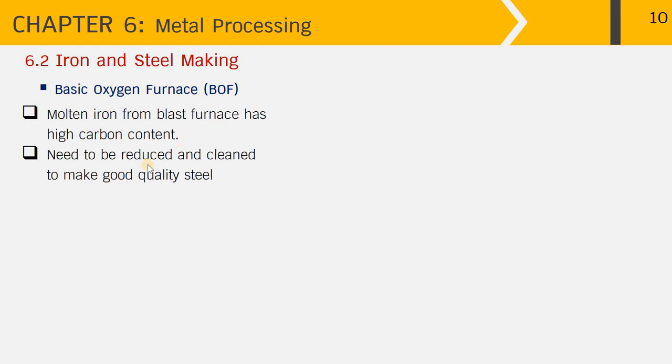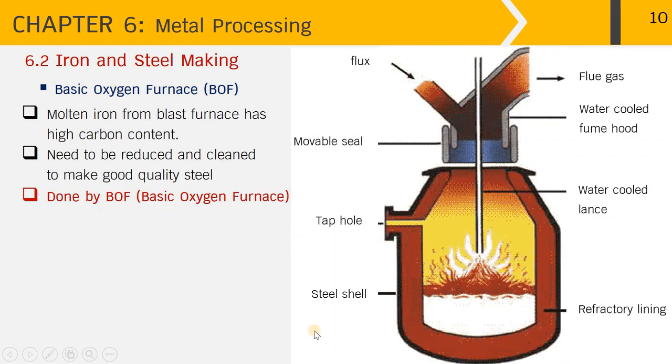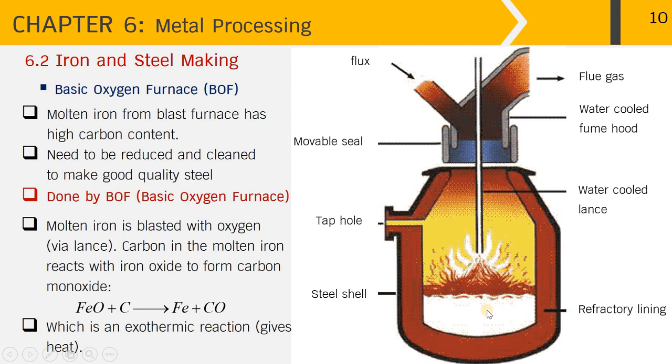And that is because that pig iron needs to be reduced and cleaned to make good quality steel. This can be done by using the BOF or basic oxygen furnace. As you can see from the picture over here, the basic oxygen furnace has a steel shell outside, lined with refractory inside. Down here is the molten iron that is blasted with oxygen via the lance that is water cooled. And up here we can charge the flux inside the furnace.